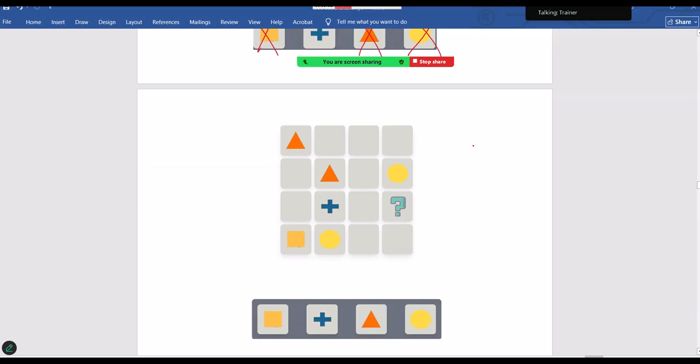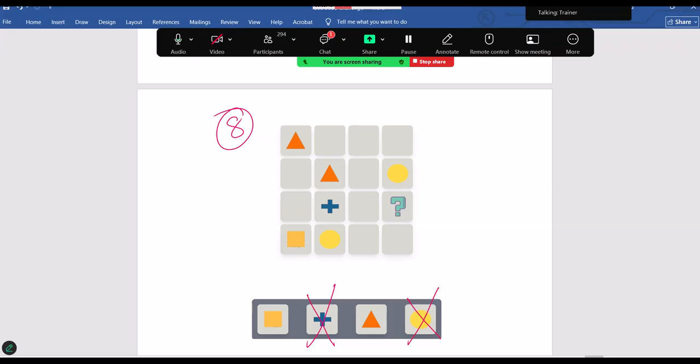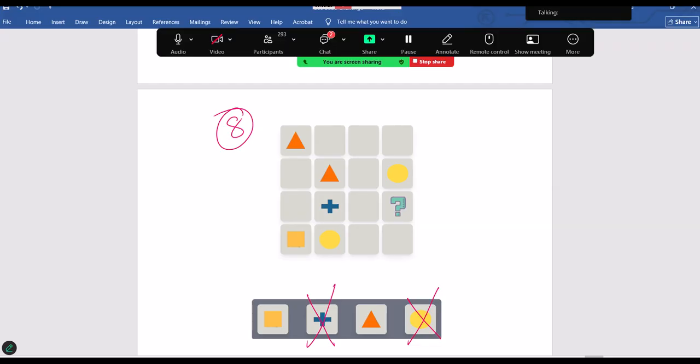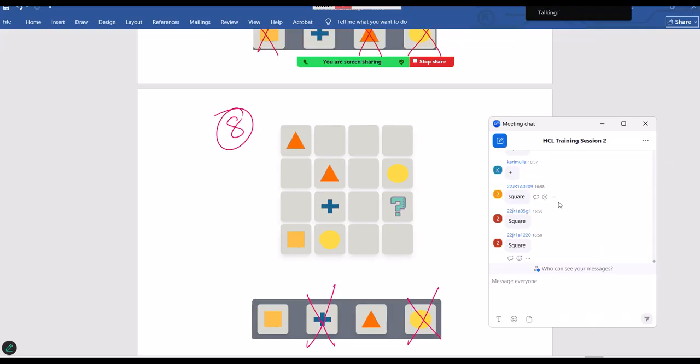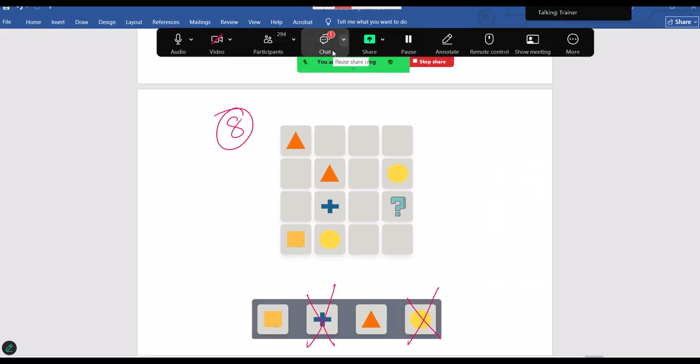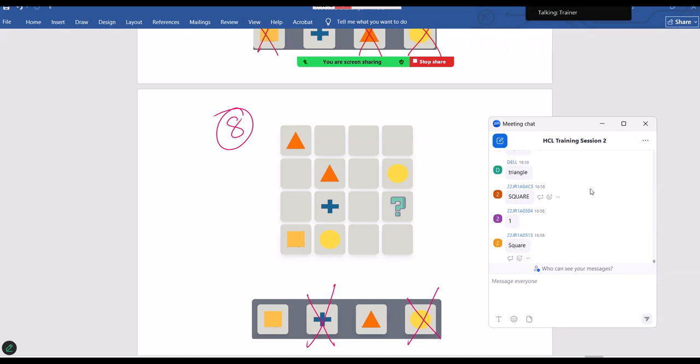Now see this next question, 8th one. Plus no, circle no, among the square and triangle. Answer, square is correct answer. Very good. Those who give an answer as square, square is correct.